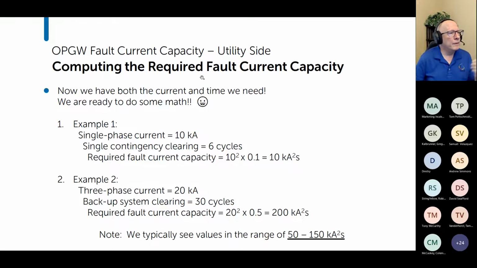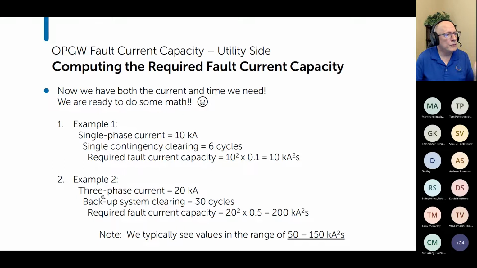Okay, so now we've got the current and we've got the time, and now we're ready to do some math. Two examples. First example, the single phase current is 10 kA, and we're using single contingency clearing of 6 cycles, again assuming 60 hertz. So we get the required fault current capacity equals 10 squared times 0.1 equals 10 kA squared seconds.